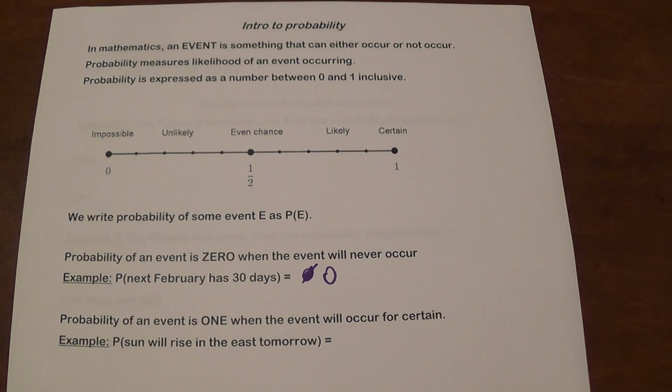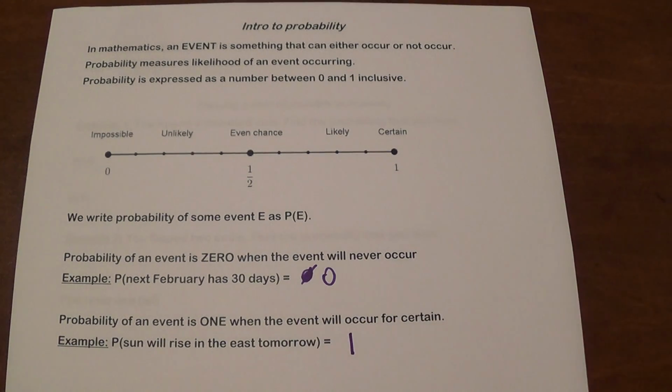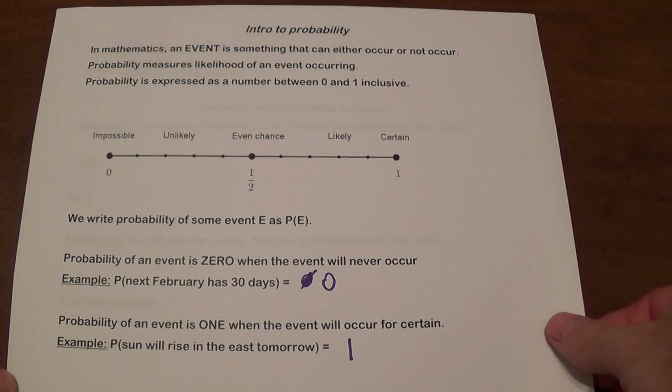What's the probability that the sun will rise in the east tomorrow? The probability of that is 1 because that's exactly what's going to happen. We're not going to look at any apocalyptic possibilities. We're going to consider the things that are going to be fine, and the sun will rise tomorrow and the day after tomorrow, and so on and so forth.